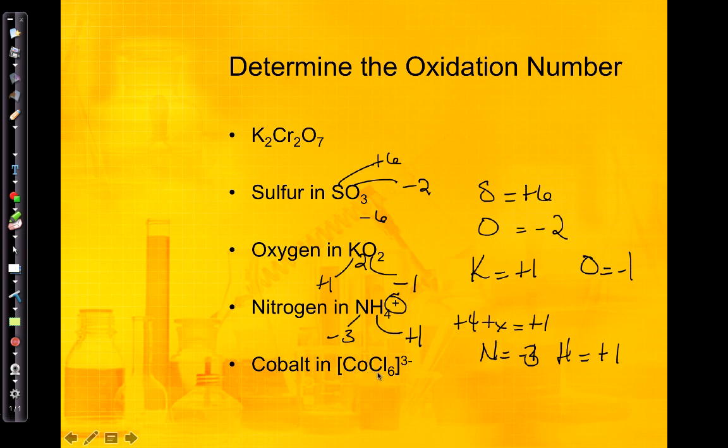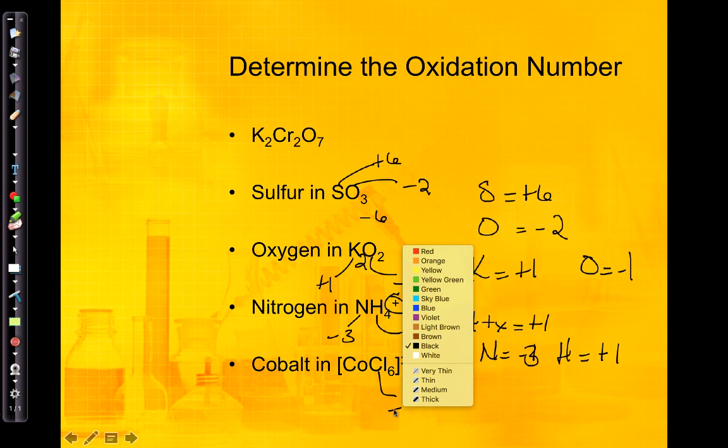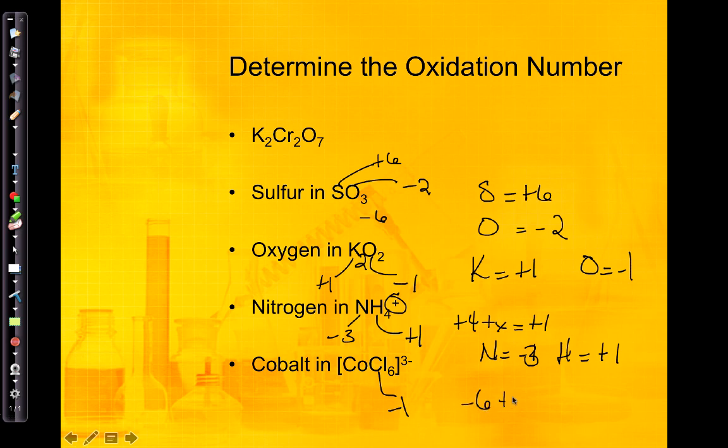All right, so cobalt. Chlorine is normally -1. There's 6 of those, so that's a -6. -6 plus what number will give me -3, so that's a +3.